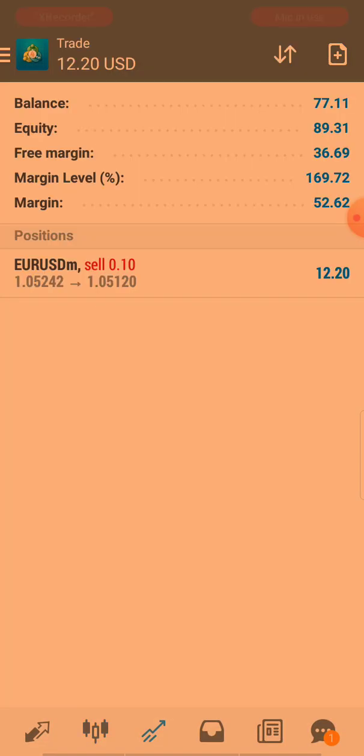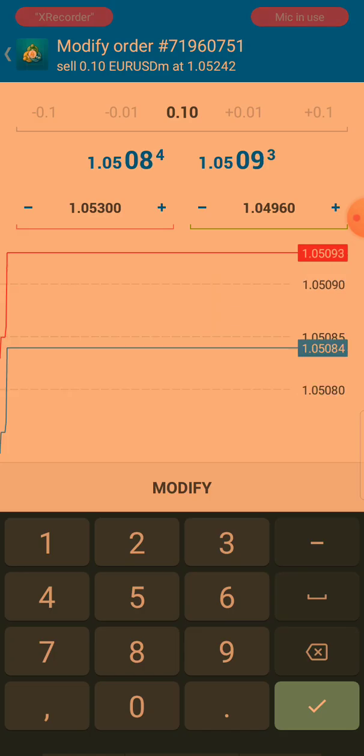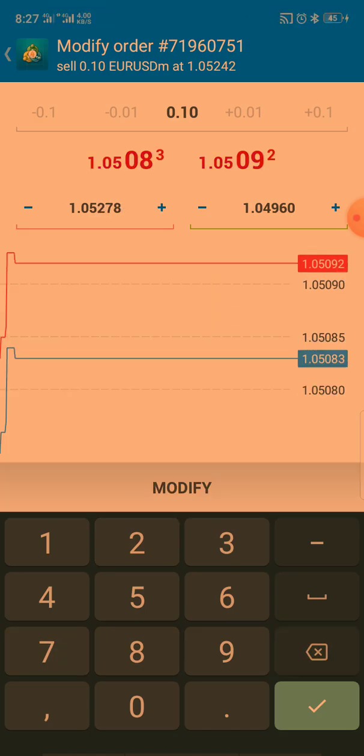1.05278. People can see how I'm trading now.